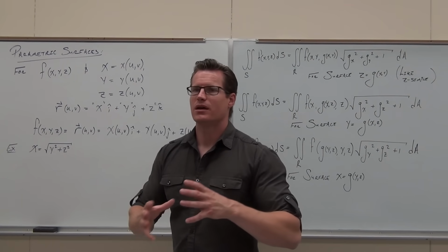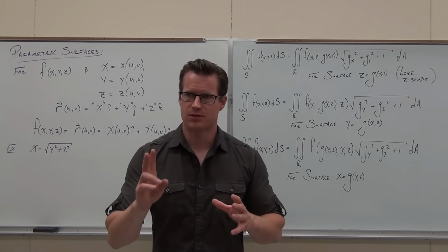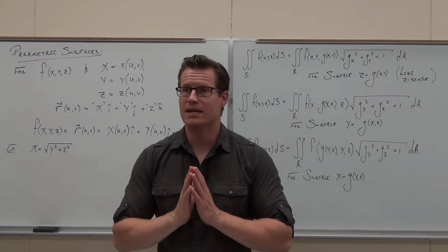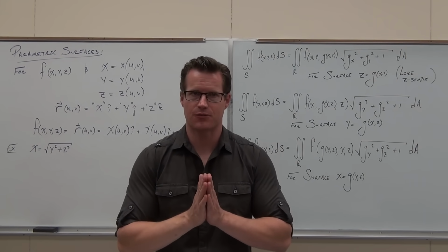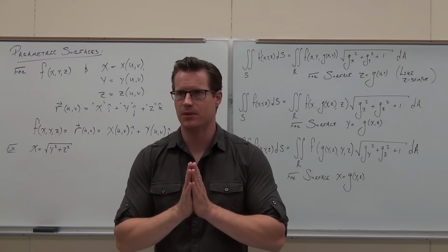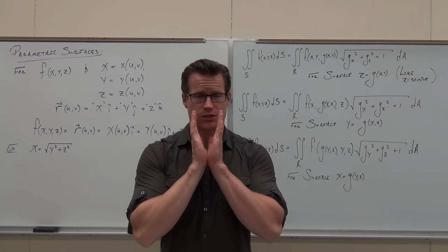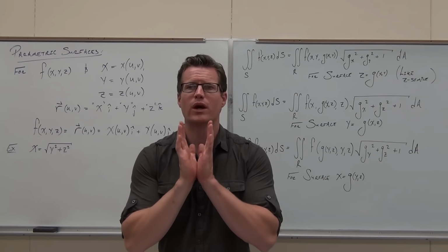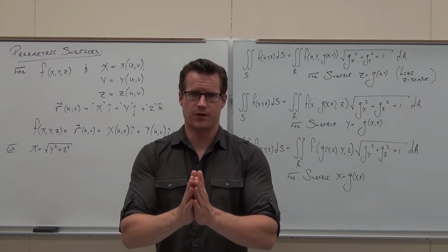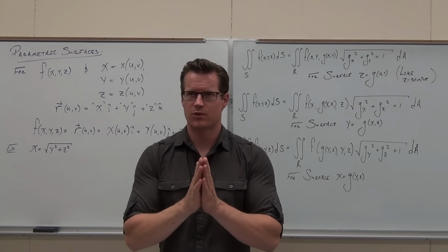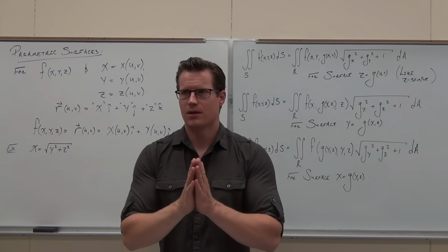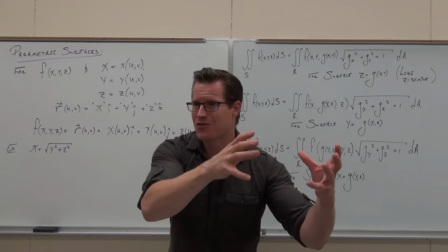So, there are 2 cases. One case is way easier. This is the easier case. Please listen carefully because it's going to save you a ton of time. If you have a surface where it's already solved for 1 variable, is this already solved for 1 variable? Yes. Then it's already depending on only 2 variables.